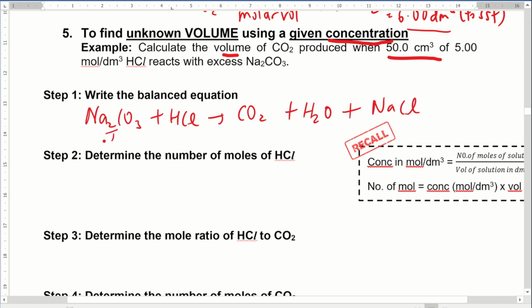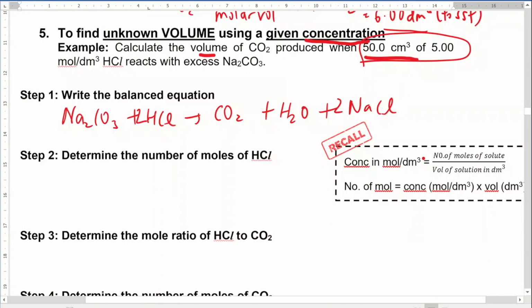Since I have 2 sodium here, this one definitely multiply by 2. Once I multiply by 2, I will have 2 chlorine. I'll need to multiply by 2 here. So this is my balanced equation. Okay, so I erase this part. Now they ask, what is the number of moles of HCl? So you are given this concentration.